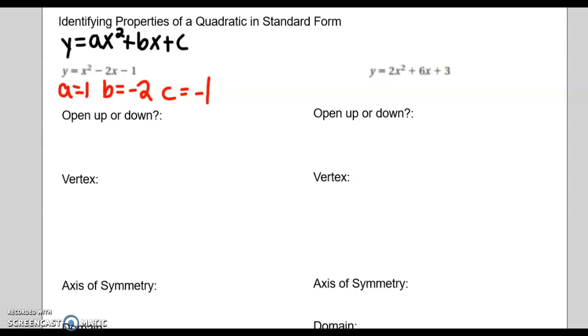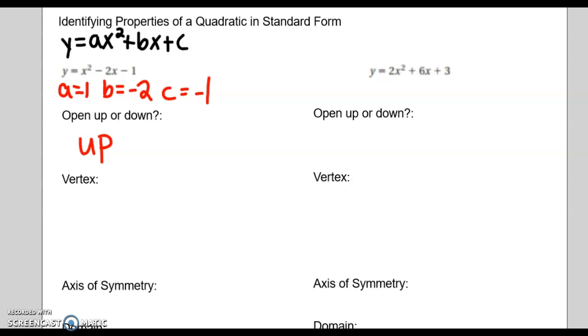So let's go through these properties knowing A, B, and C and seeing my quadratic that's in standard form. So open up or down. So if you go back to the previous page in notes, it depends on A if this opens up or down. This one, A, is positive, so it's going to open up.